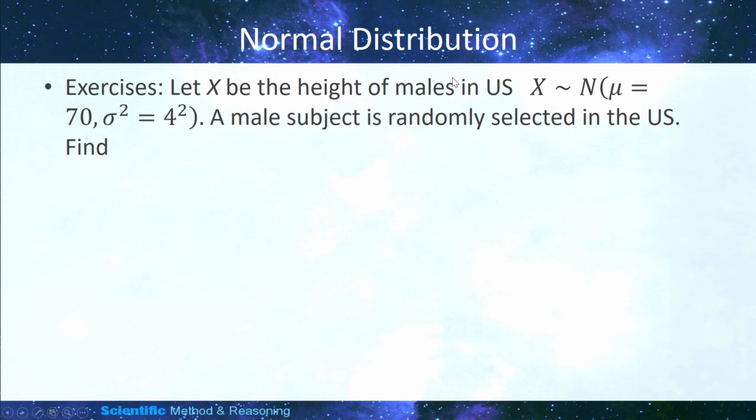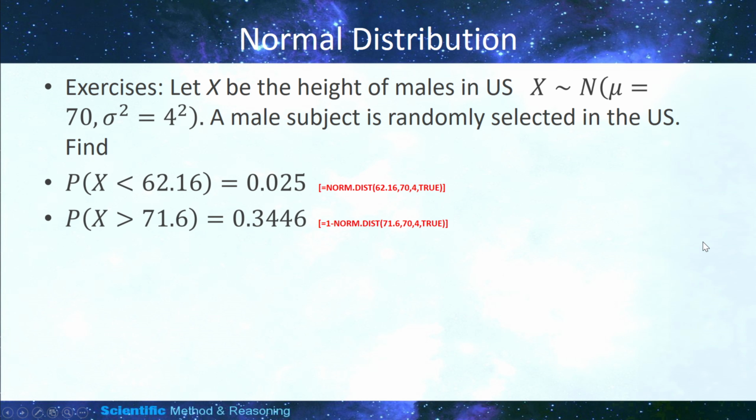Okay, exercise. Let x be the height of males in the United States, such that x follows a normal distribution with mean 70 and variance sigma squared equals 16. A male subject is randomly selected in the United States. Find the probability that x is less than 62.16 inches. Now, we simply use Excel to calculate this probability, which is 0.025. And the formula is given here in red.